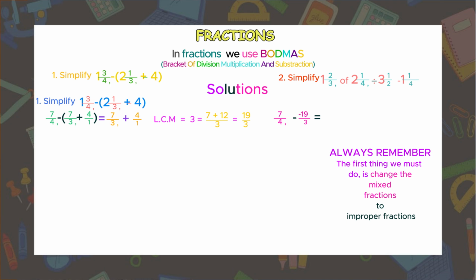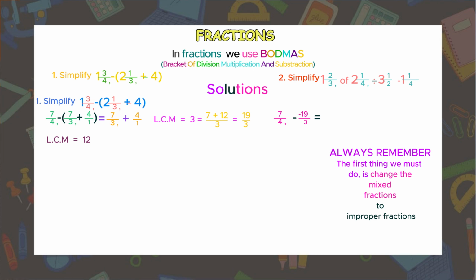We have negative sign minus 19 over 3. Remember that this one is the value for the one that is inside the bracket. Now we take the LCM again. What is the LCM of 4 and 3? That will be 12. The LCM is 12.